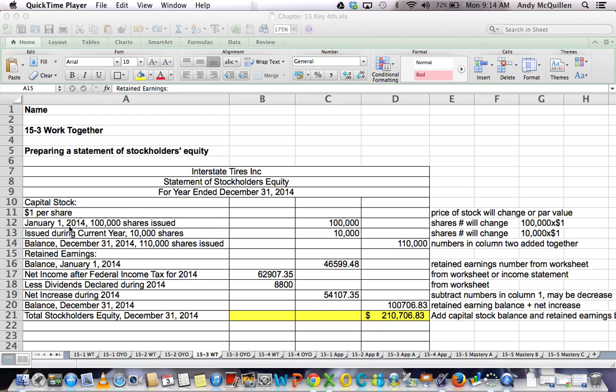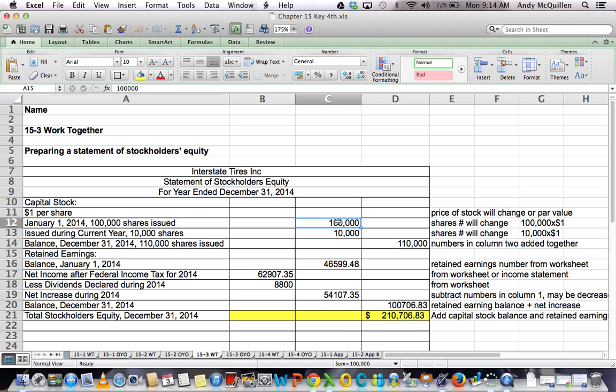On the next line, you are going to type in January 1st, 2014, and this one does vary, and it's going to be, in this situation, 1,000 shares issued. There is a number associated with this one, and it is 100,000. And how we get that, and it goes in column 2, we take the dollar per share, $1 per share, times the number of shares, which is 100,000, and we get $100,000.